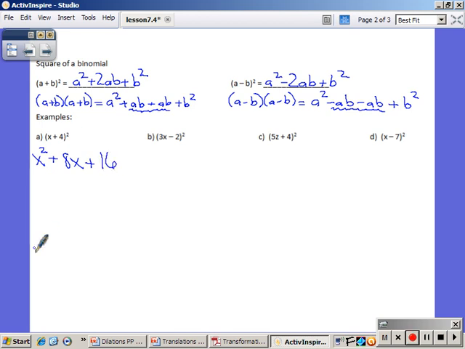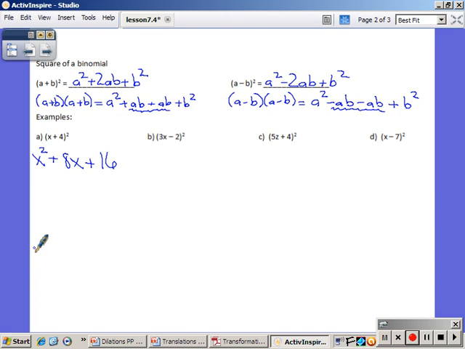There's your answer, done. Some people say, whoa, I don't really like this whole pattern stuff. I really like to FOIL, can't I do that? Yes, you absolutely still can FOIL. However, these special patterns are a heck of a lot quicker than having to FOIL everything.